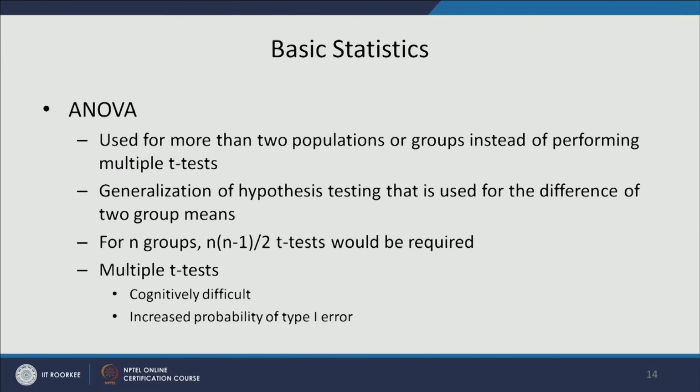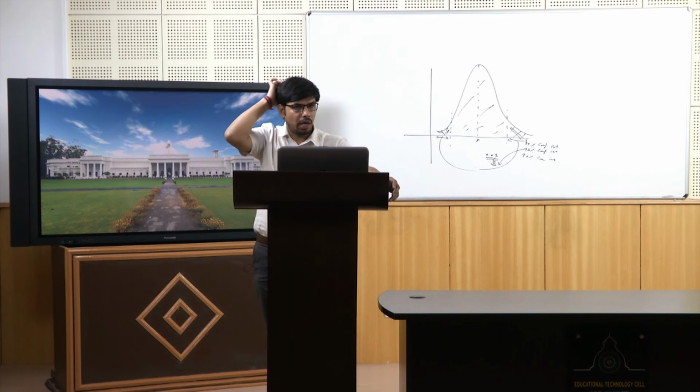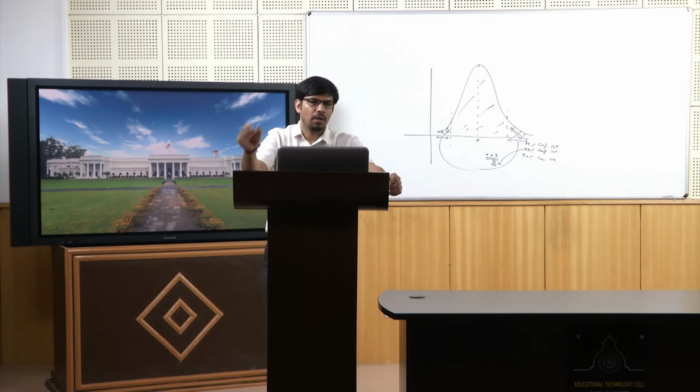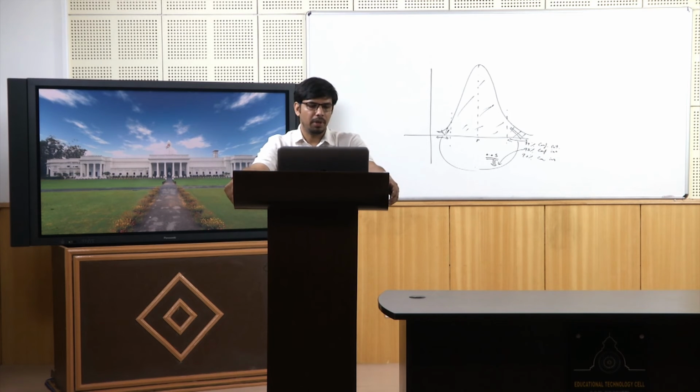Now, the next important statistical test is Anova. Till now, what we have been talking about was mainly about two populations. So, what happens in hypothesis testing if we are dealing with more than two populations? In that case Anova is used, for more than two populations or groups, instead of performing multiple t tests.